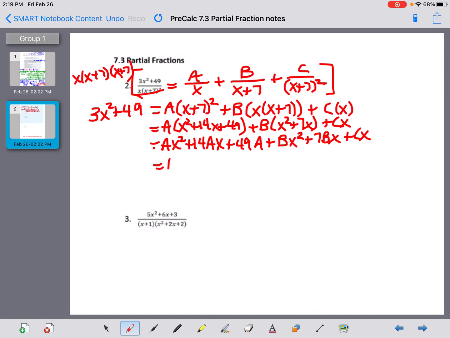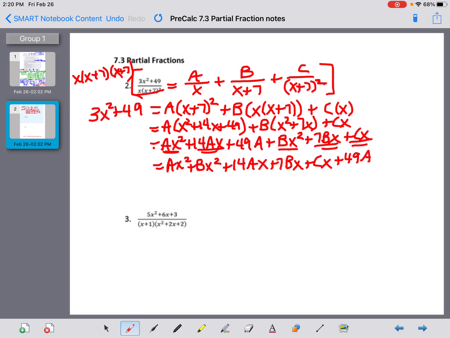I'm going to group all my x squareds together. I think there's just two, ax squared and bx squared. I often write my little lines to make sure I use them all at least once. My x terms, I have a 14ax, a 7bx, and a cx. All right, and then what have I not used? Just that 49a.